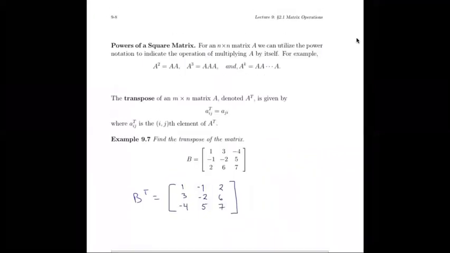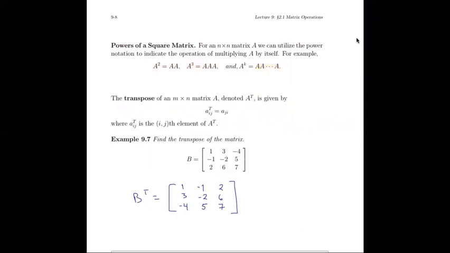Extending the notion of products of matrices, we have a notation for multiple products of matrices. If we have an n by n matrix, we can use power notation to say that, just as we always have, A squared is A times itself twice, or A times A. And then A cubed is 3 multiples of A, and A to the k is k multiples of A. So we can multiply a matrix by itself as many times as we like.